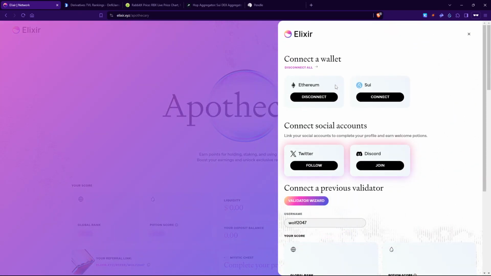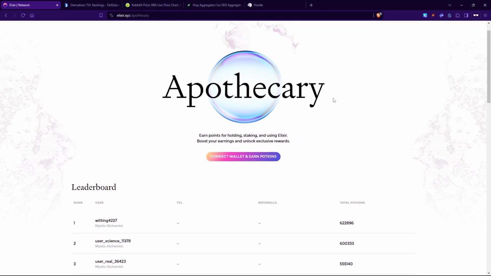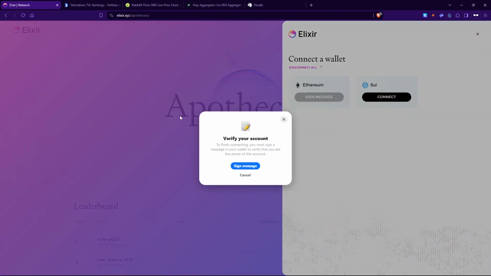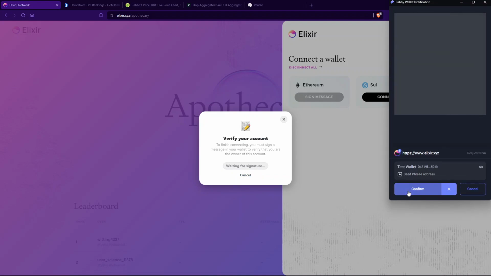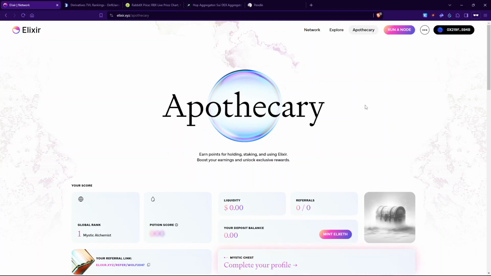So here, let me just disconnect my Ethereum. So yeah, you need to connect your wallet first. Okay, so let me connect my Ethereum wallet here. So yeah, you have to verify your wallet to make sure that it's yours. So I've connected my wallet to this page.